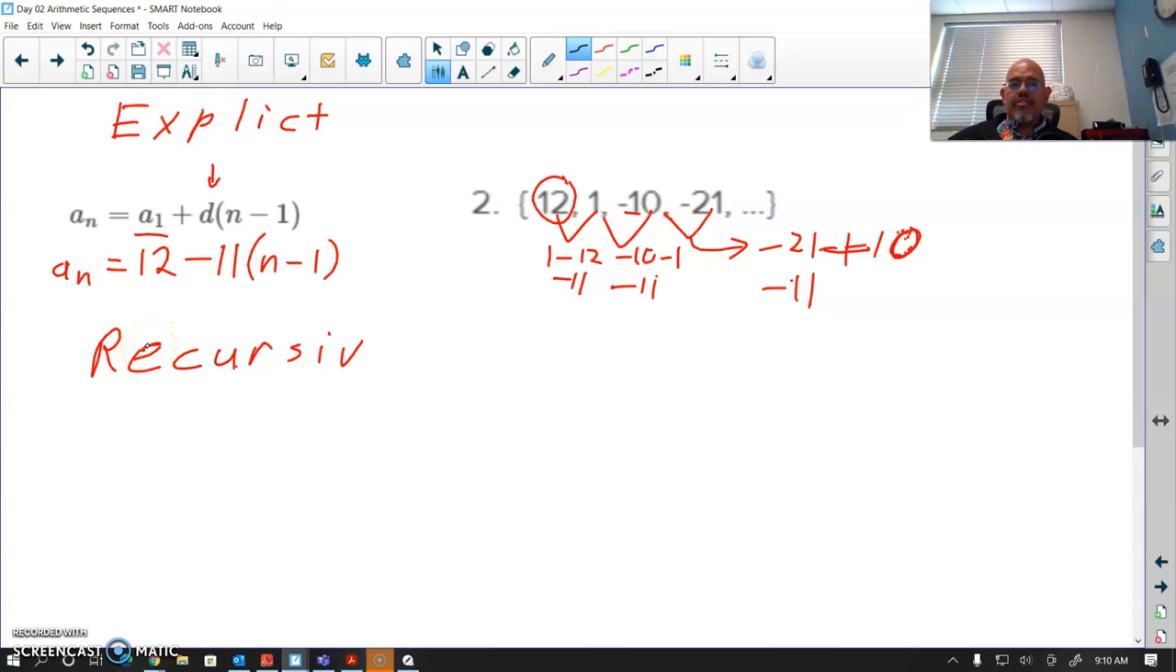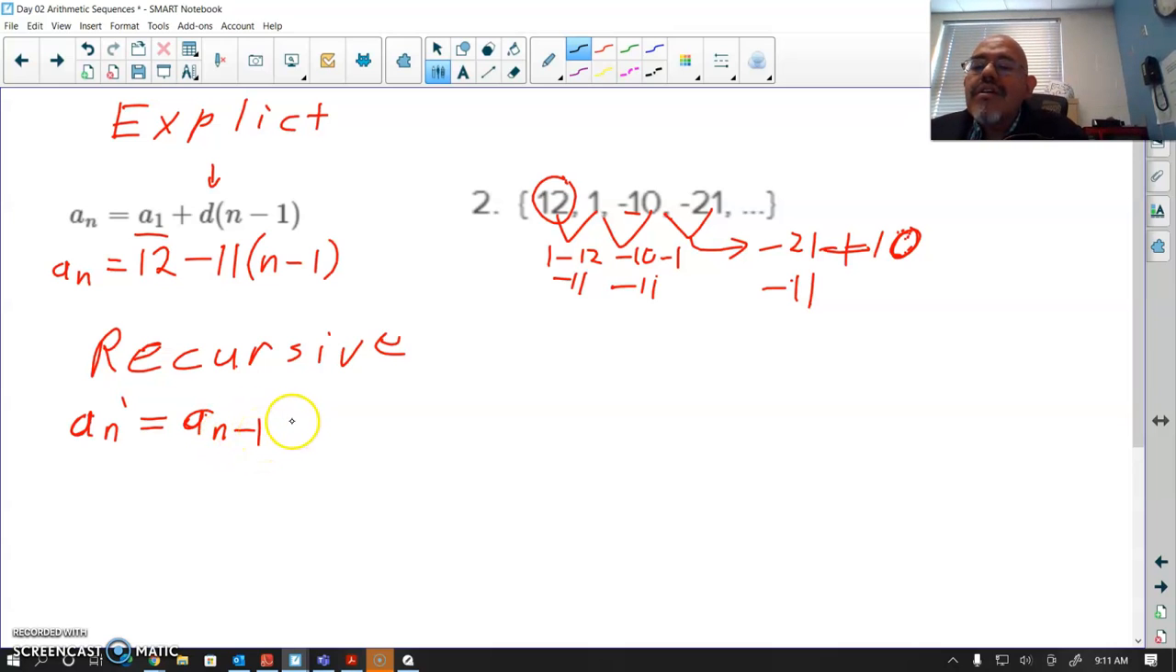Now, also what negative 11 represents is the slope. Well, no, I forgot, I'm doing recursive. So this is a recursive algorithm for arithmetic sequences: a sub n is equal to a sub n minus 1 plus whatever d is. And that's it.